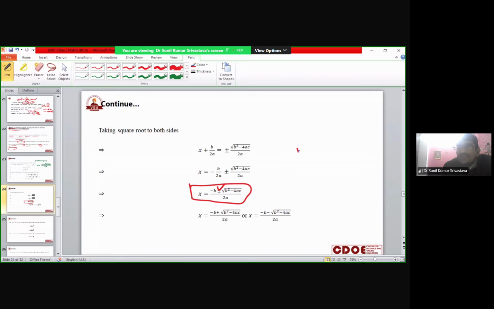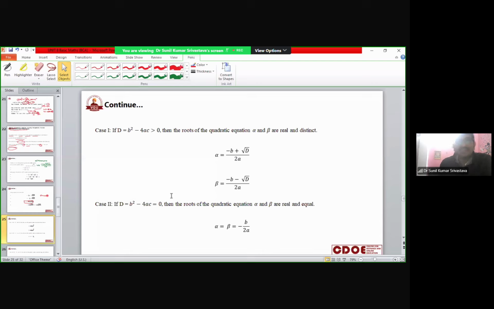And b square minus 4ac is known as the discriminant. It should be positive for real roots, it should be equal to 0 for equal roots, and it should be negative for imaginary roots. So this is the nature of the roots. If the discriminant is positive, suppose one root is alpha and the other root is beta. So the roots will be different.